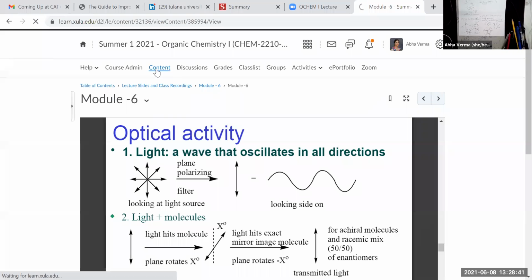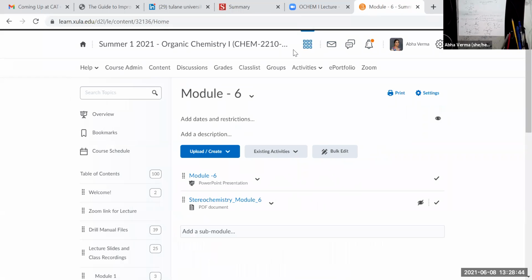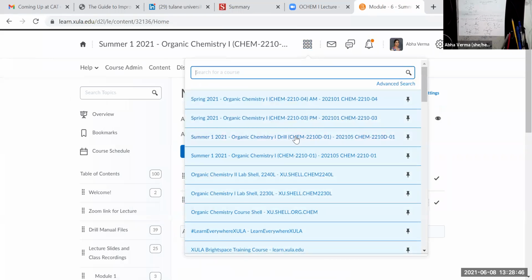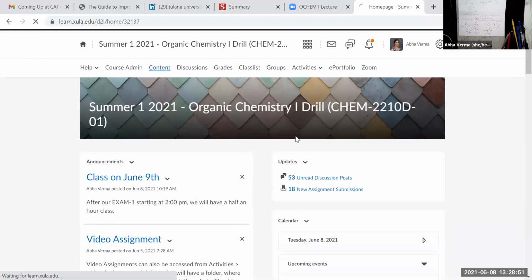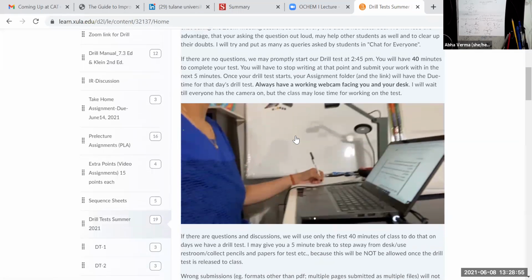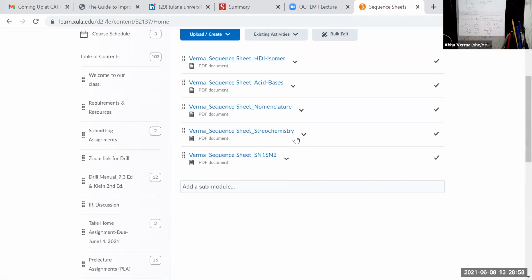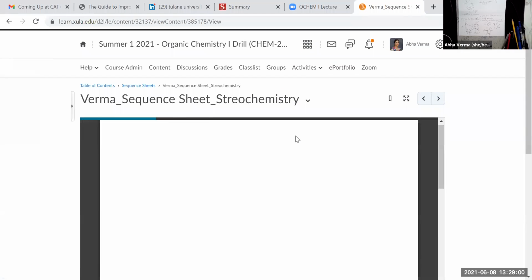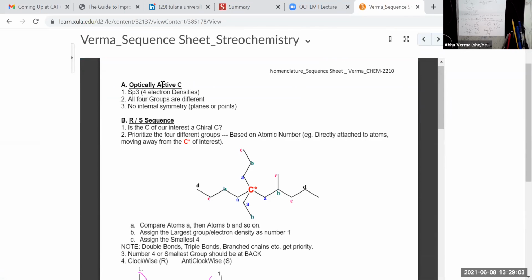Now you don't have to, but it's in your drill section, I think. In your drill section, I have sequence sheets. You can use those if you are comfortable using them. So I have listed out these rules there. So how do we recognize an optically active carbon or a chiral carbon or a stereochemical carbon or a stereocenter or a stereogenic carbon?